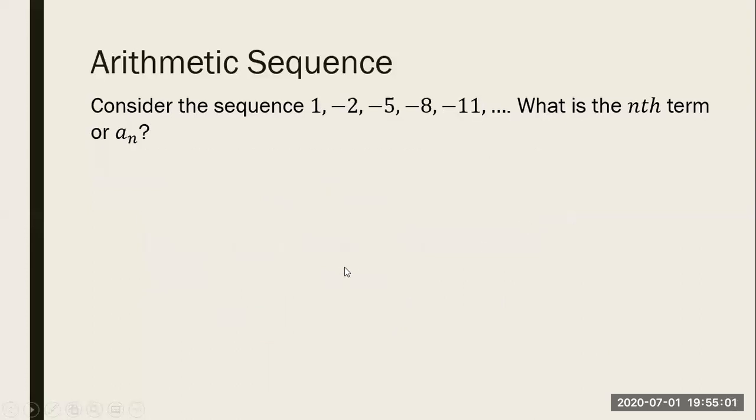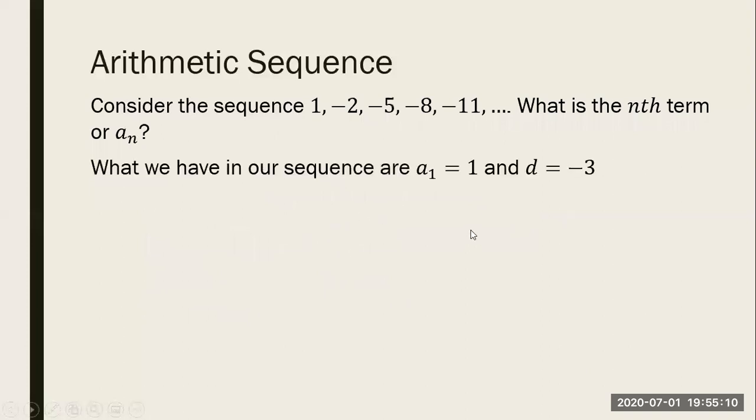Consider another sequence. 1, negative 2, negative 5, negative 8, negative 11, and so on. What is the nth term for a sub n? So we have in our sequence, a sub 1 is 1, and the common difference is negative 3. How did we get negative 3? So negative 2 minus 1 is negative 3. Negative 5 minus negative 2 is negative 3. Negative 8 minus negative 5 is negative 3. Negative 11 minus negative 8 is negative 3.